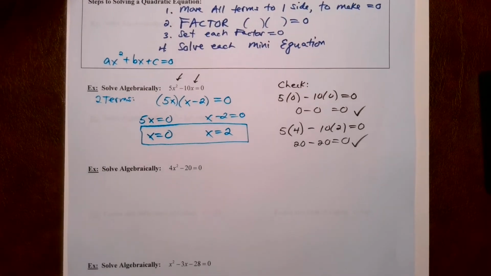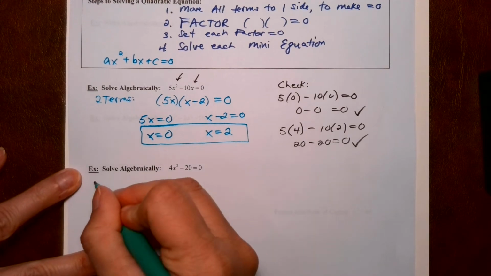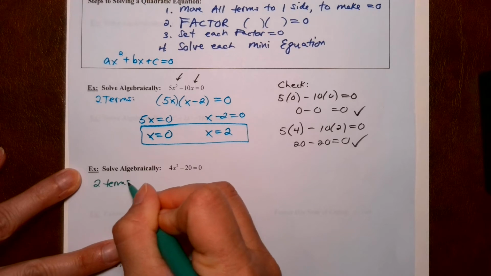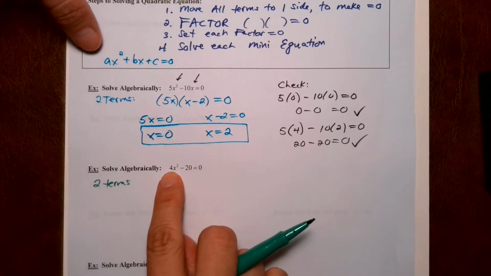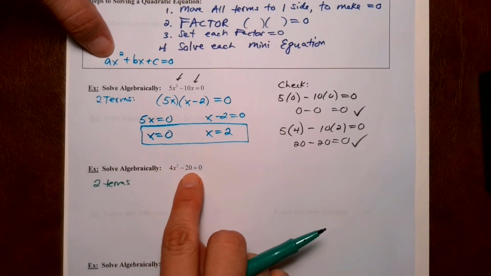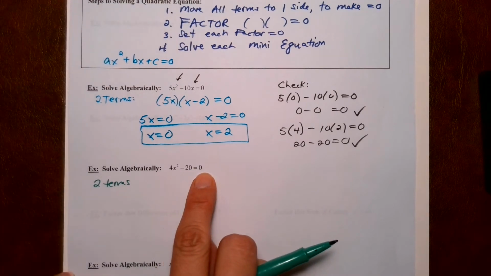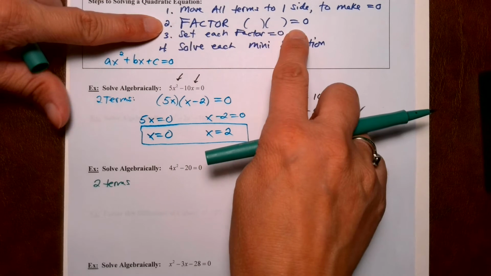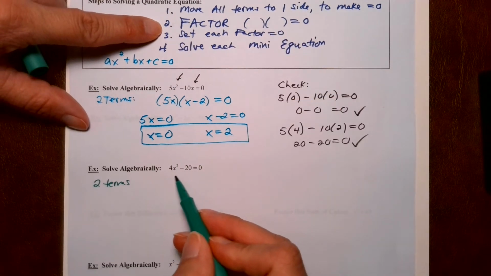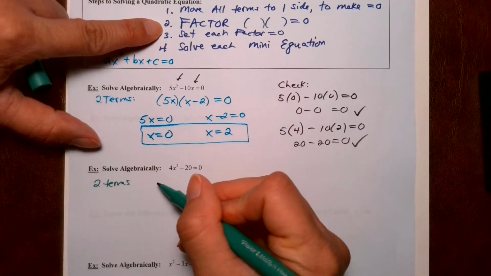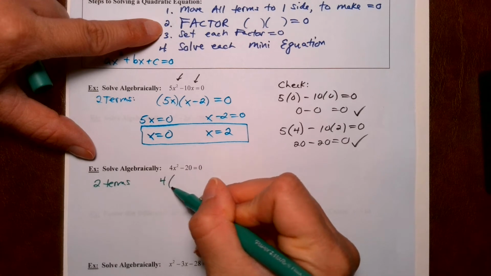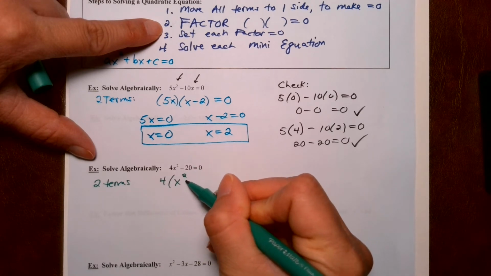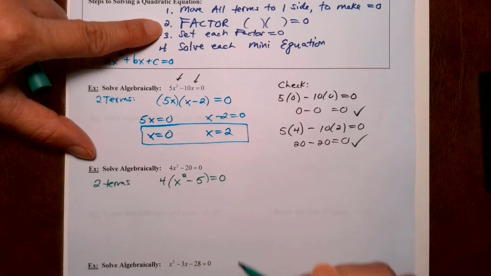All right, let's take a look at the next one. This one also has two terms. This quadratic only has the quadratic term and then the constant. But I have step 1, it's already equal to 0. Step 2, factor. The factoring does get a little bit easier here. I'm going to factor out a 4. And that leaves us with x squared minus 5.